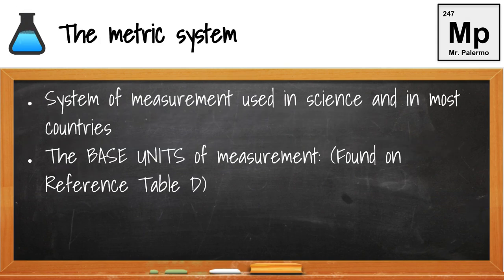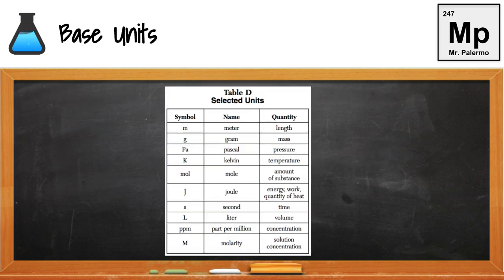If you recall, the metric system is the system of measurement used in science and in most other countries, and our base units of measurement can be found on reference table D. In the beginning of the year, the three most common base units are going to be the meter, the gram, and the liter, and as we progress in the course, we'll introduce more of these base units.